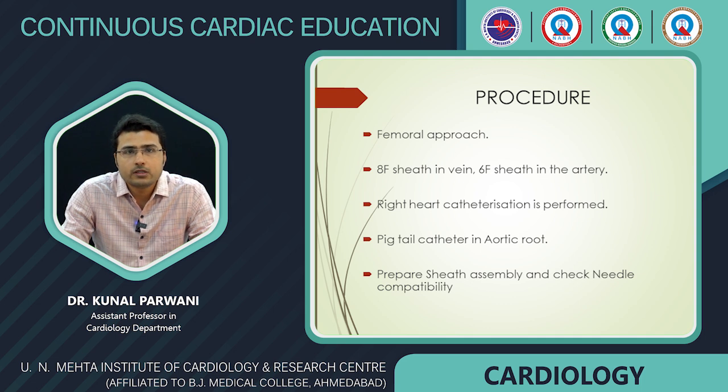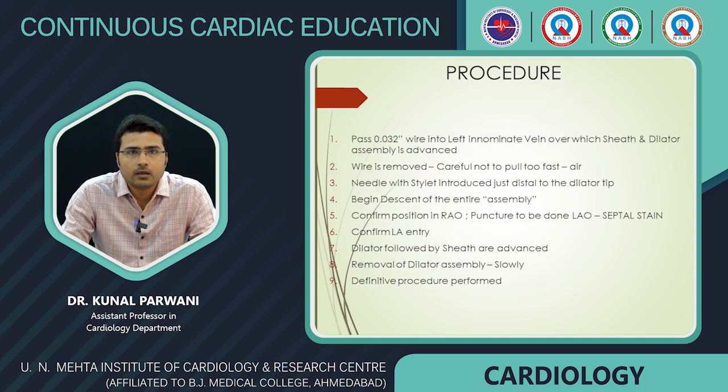Now talking about the procedure, which is the most important step of the transseptal puncture. First we take the femoral approach. We place an 8F sheath in the vein and a 6F sheath in the artery, and right heart catheterization is performed. A pigtail is placed in the aortic root. You have to prepare the sheath assembly on the table and check the needle compatibility with the sheath. I'll describe the procedure one step at a time.